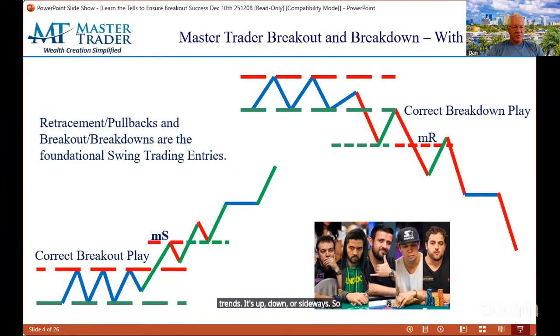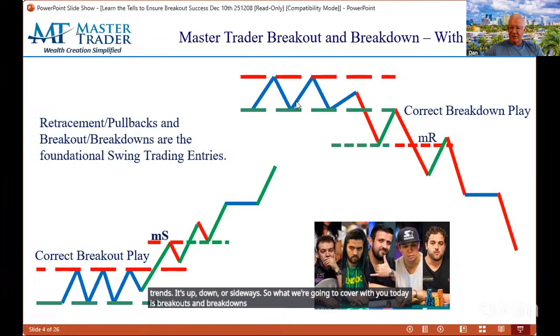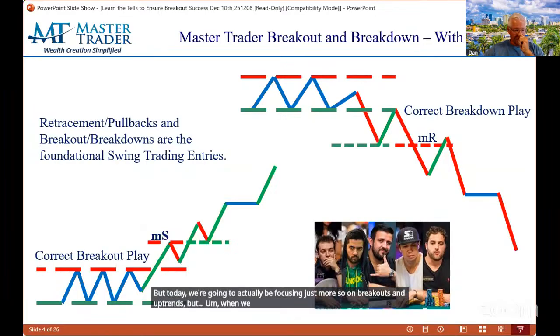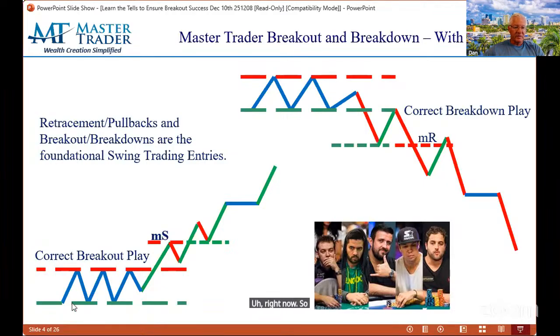So what we're going to cover with you today is breakouts and breakdowns from consolidation, but they're going to be in different trends. Now we've had separate MT Lives on trading breakouts from bottoming patterns as a specific type of breakout. But today we're going to actually be focusing just more so on breakouts in uptrends. But when we switch over to the real charts, there's a number of bottoming patterns that we do have our eye on right now.